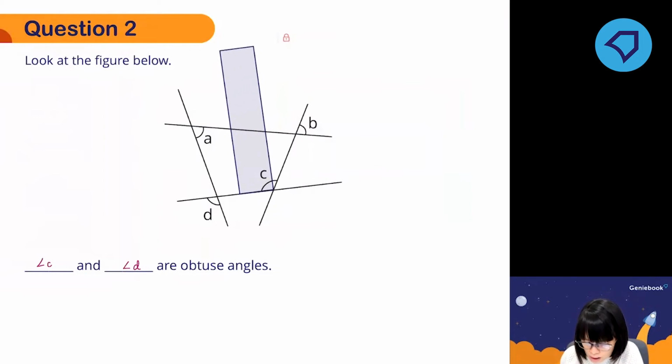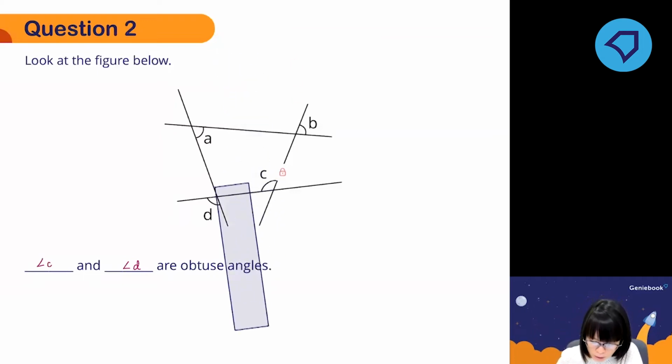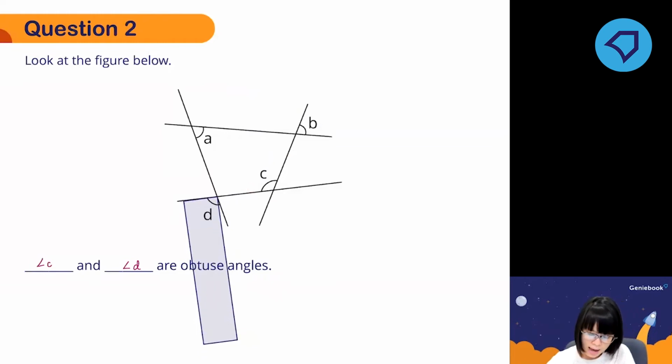So if I put this along the corner at this point over here, I notice that the other line is actually away from the ruler. So it's wider than 90 degrees. Now, if I put the corner to angle D over here, then I realize that this line is also wider than 90 degrees. So C and D are obtuse angles. All right, so I think you guys get the hang of it already.